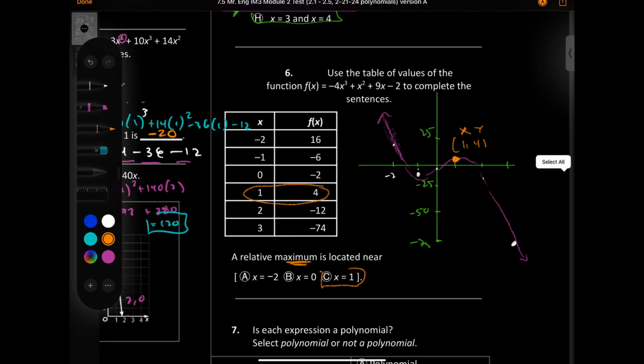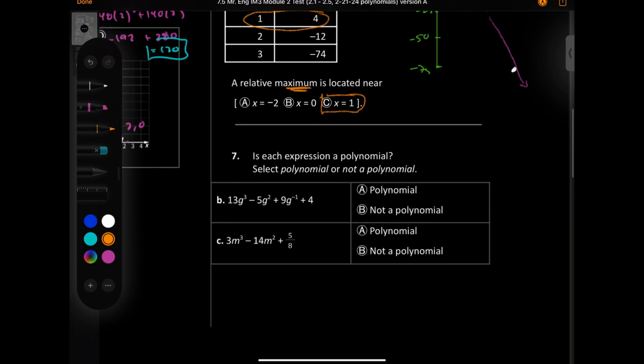And the temptation is to think the answer is the largest number at x equals -2. That would be incorrect. Number 7, which is a polynomial.